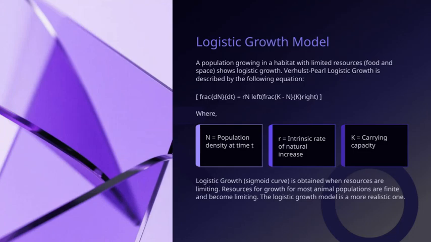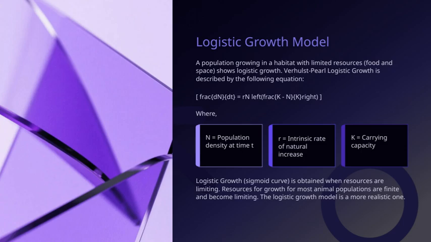Let's take a closer look at what this slide is telling us. First, we have K, which stands for carrying capacity. This is the maximum population size that the environment can sustain over time. Then, r represents the intrinsic rate of natural increase, which is basically how fast the population would grow under ideal conditions without any limitations.